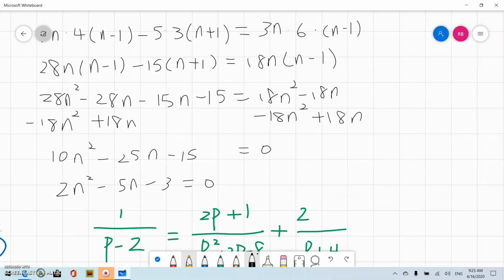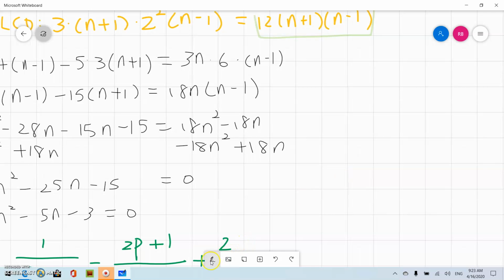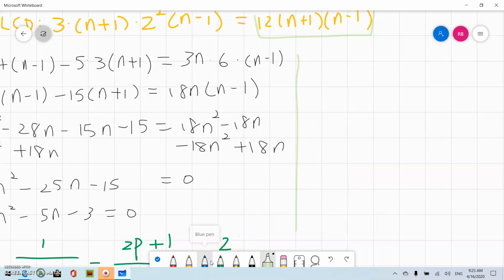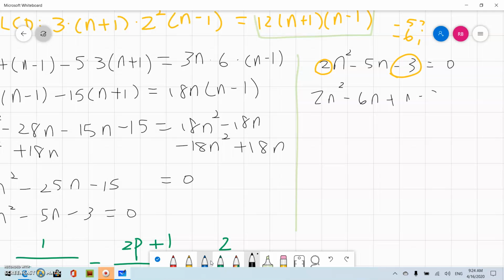And then I'm going to actually write it over here. It was 2n squared minus 5n minus 3 equals 0, right? So for this factoring, again, you need to remember, what are the two numbers that multiply to negative 6 but add to negative 5? It's negative 6 plus 1, right? So when I have that, I rewrite it like this. And then you group them. So I hope you remember this factoring. I know we didn't get to practice it for a long time.